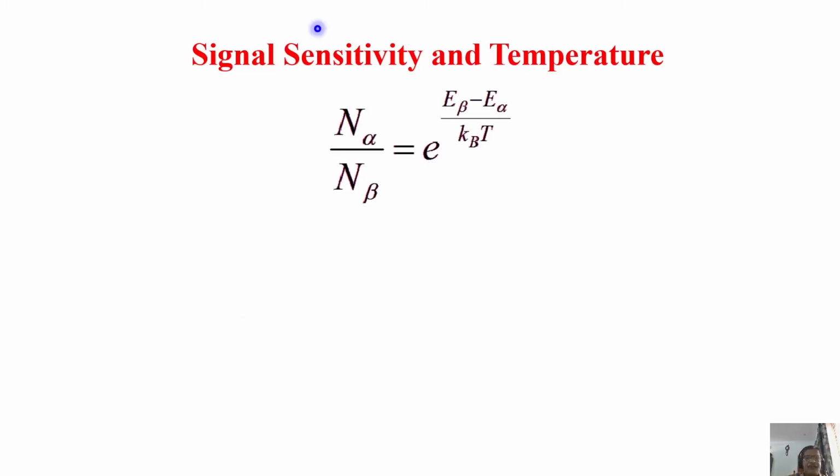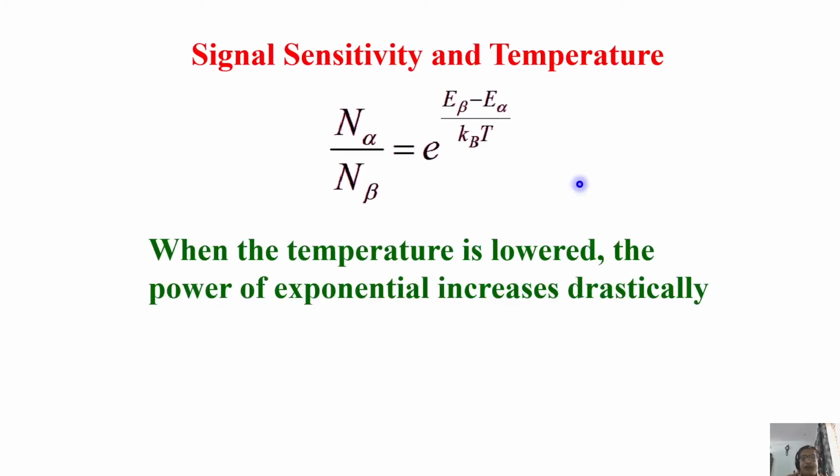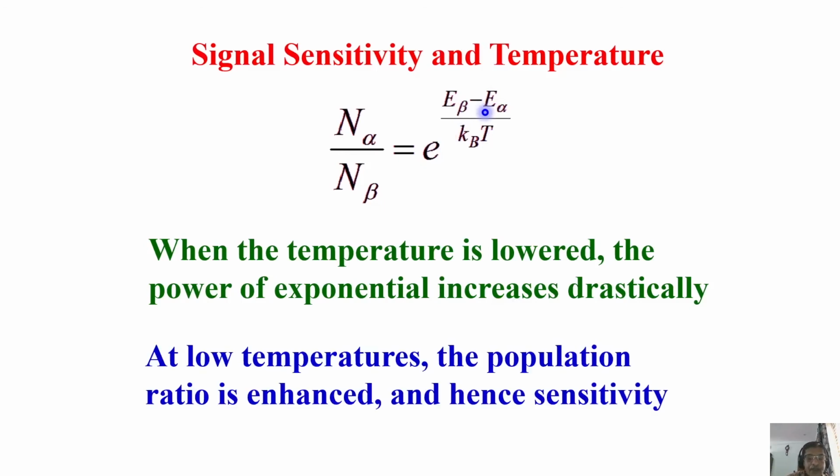Okay. So now this is as when you play with the magnetic field. What happens with the temperature? Remember, temperature term is in the denominator. Okay, let us play with the temperature. When the temperature is lowered, the power of the exponential increases here, because in this expression I have taken the opposite way. So the power of the exponential increases drastically because this comes down. When it increases drastically means what happens? At very, very low temperature, the population ratio will get enhanced. The ratio of these to become significantly larger.